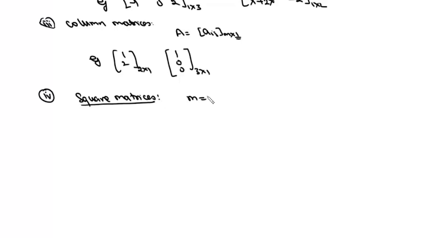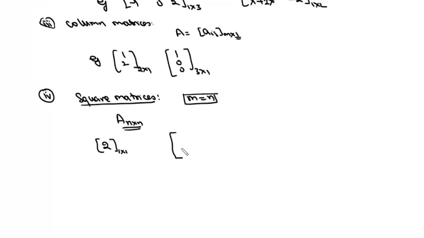If the number of rows is the same as the number of columns, then we say it is a square matrix. So any matrix which is of the form n cross n, we say it is a square matrix. Say for example, this matrix. Now it has only one row and one column. It is a square matrix.